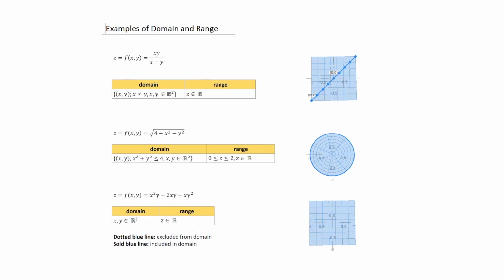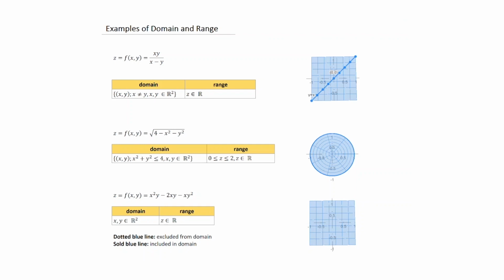All right, so here are some examples of the domain and range. So let's take the first case, z is equal to xy over x minus y. Now if you look at this expression, you realize we're in trouble if x equals y, because you get 0 in the denominator. And so when we choose the domain, we said everything is possible, but please do not choose x equal to y. So we basically say x not equal to y.